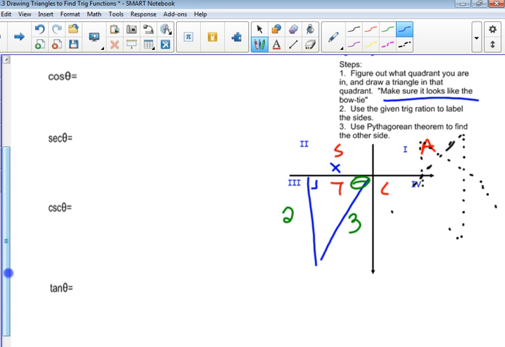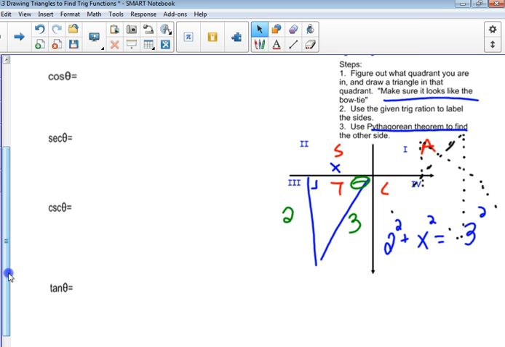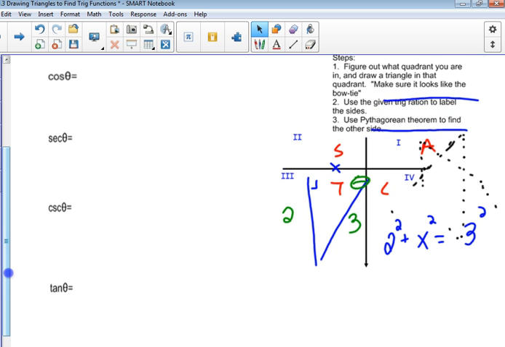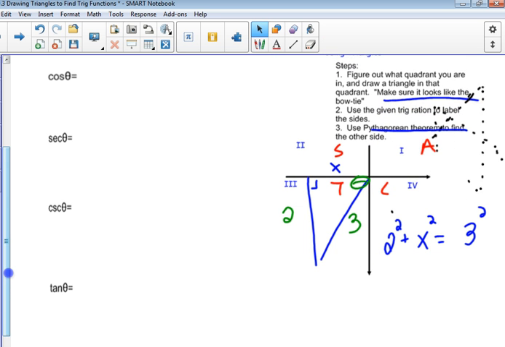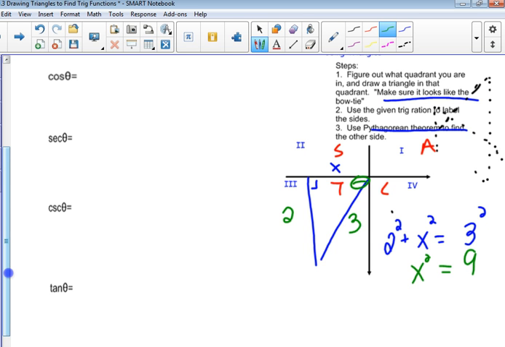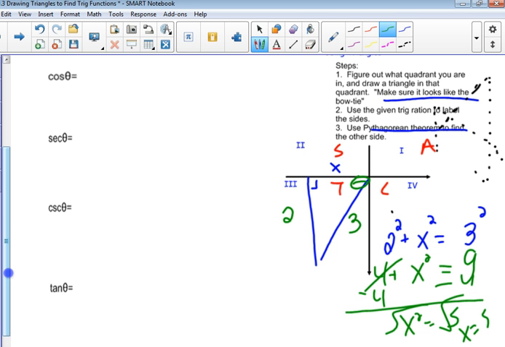So, let's set this thing up. We use the Pythagorean theorem to find the other side. So we get 2 squared plus x squared equals 3 squared. Make sure, guys, your hypotenuse is always the C. This is going to be 9 minus our 4, x squared equals 5, so x equals radical 5. All right, great.